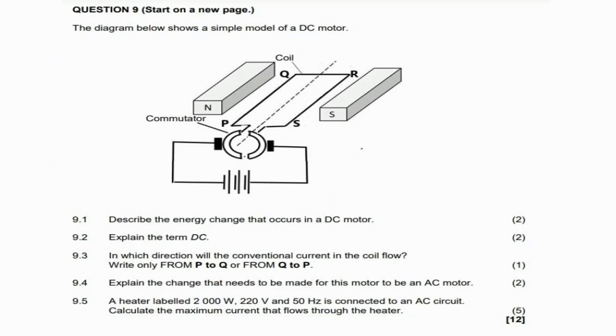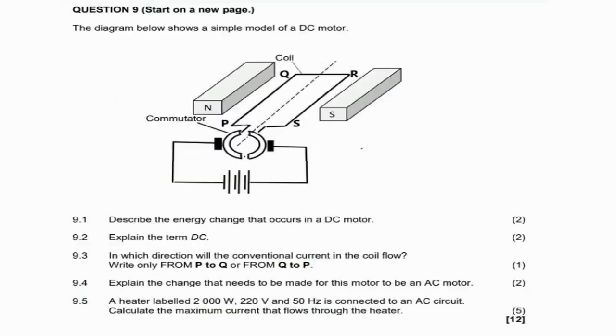Awesome. Then 9.2 says explain the term DC. So what is DC? DC simply means direct current. This is where we have current flowing in one direction only, right? So you will remember that in DC current, this is where you have a graph like this. So it is flowing in only one direction.